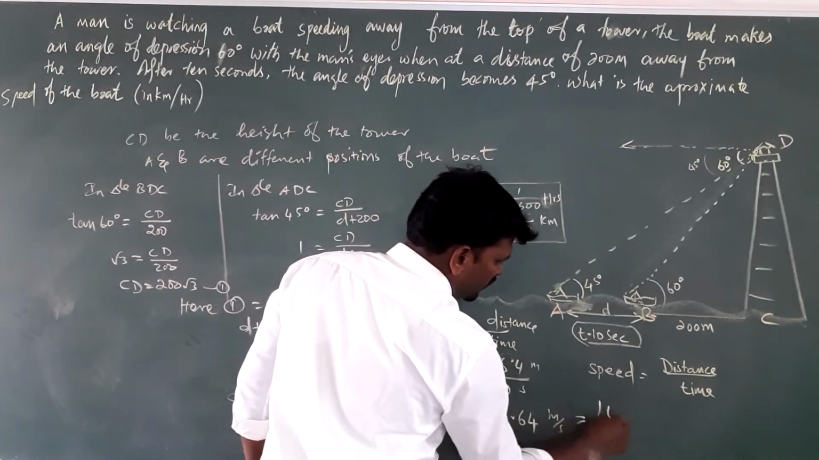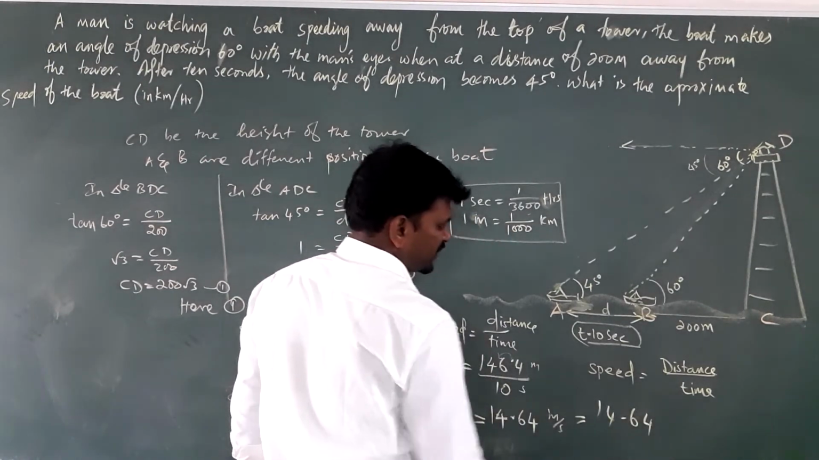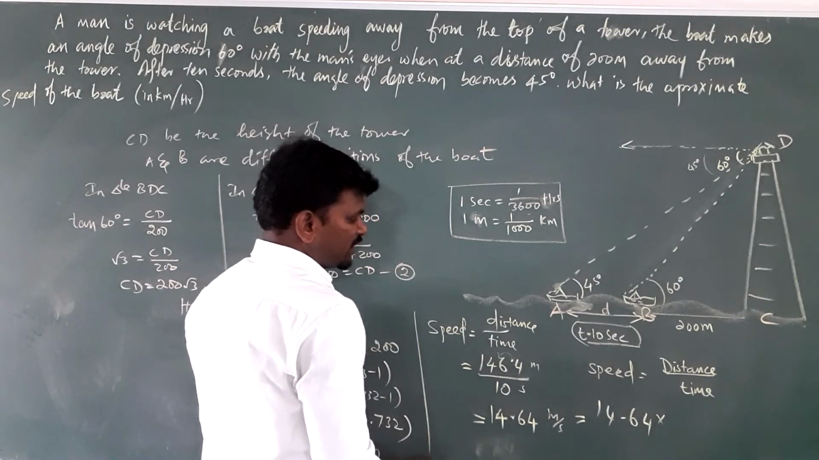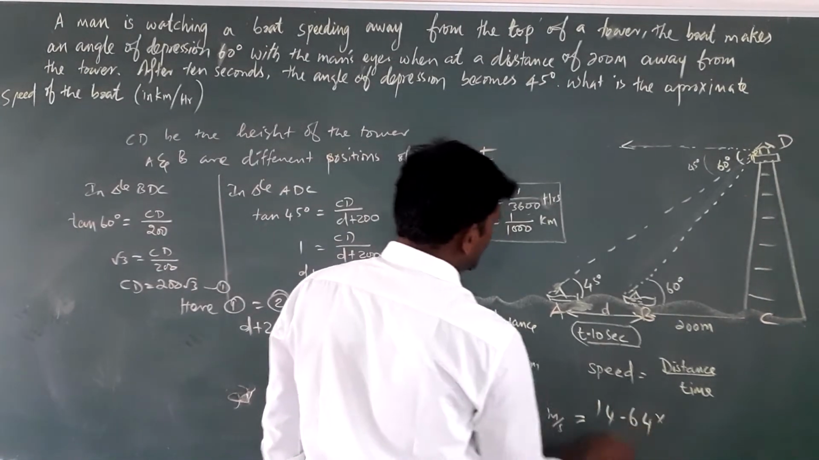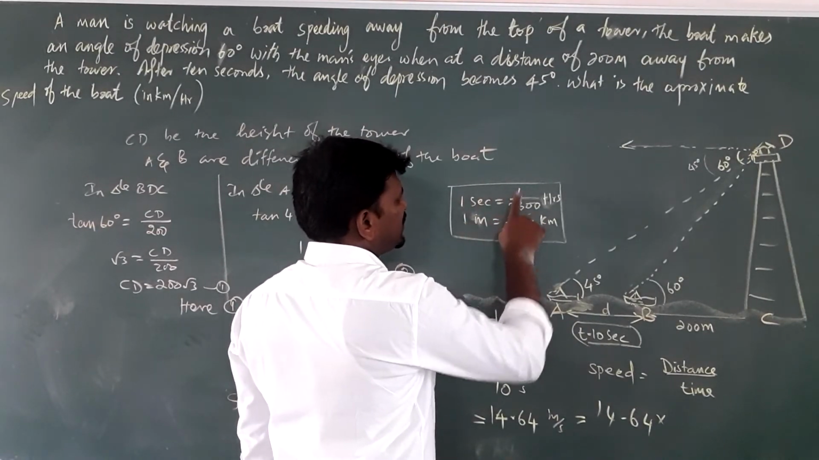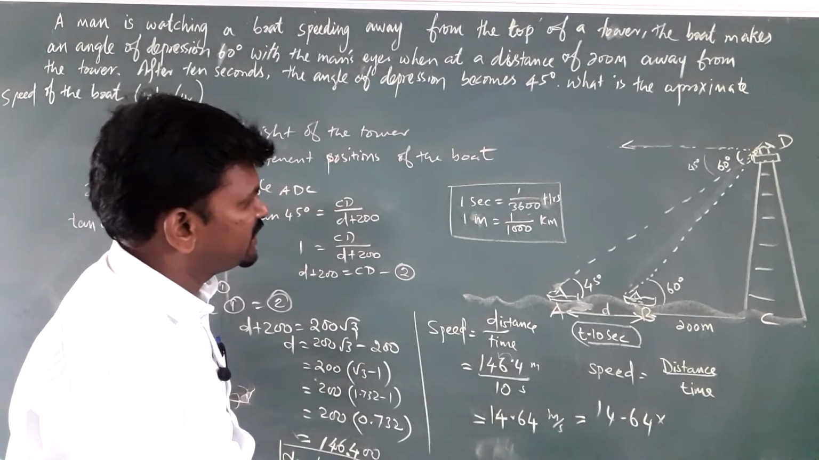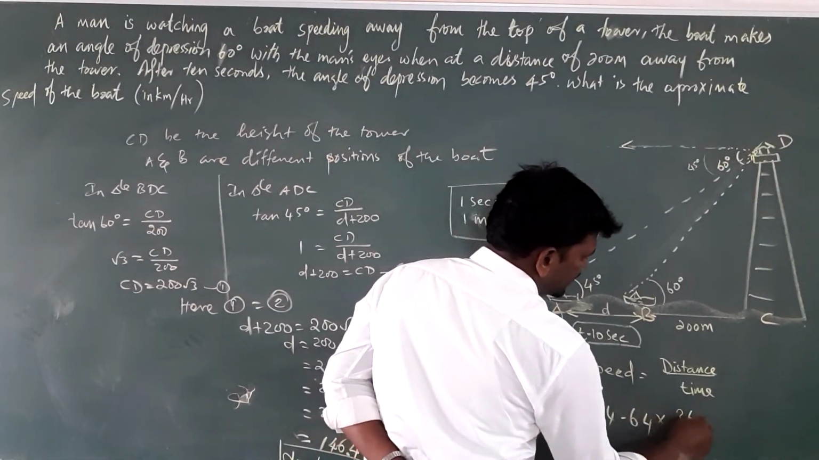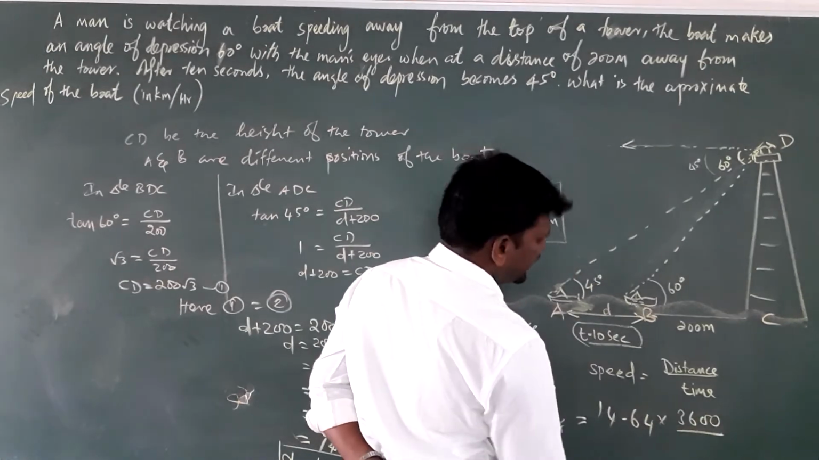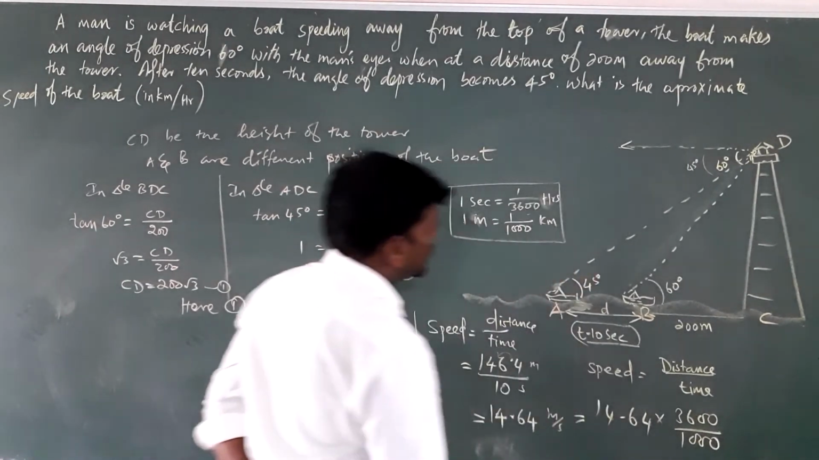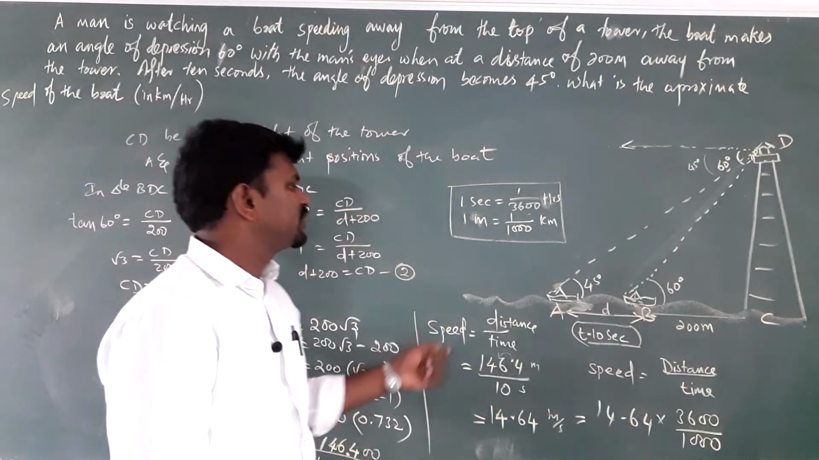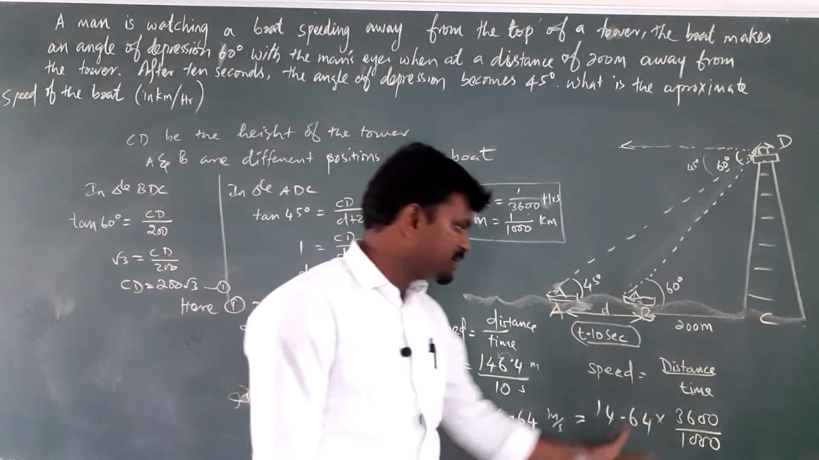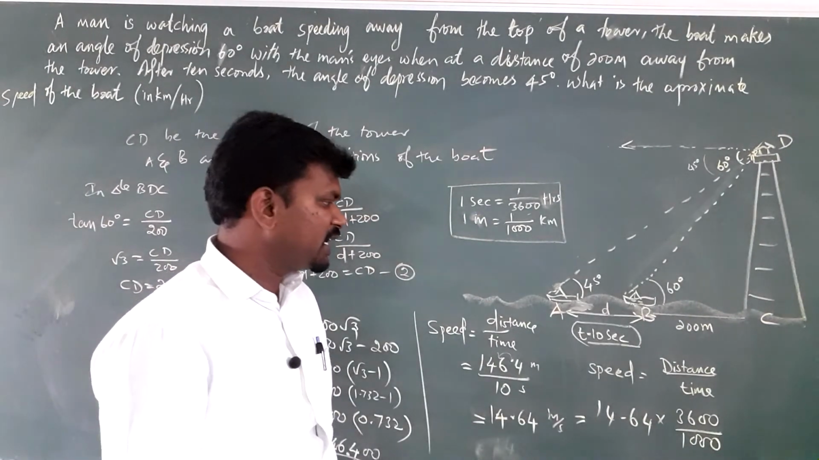1464 into 1 second is equal to 3600 seconds. So what we are going to do, just we will multiply by 3600 divide by 1000. So meter per second we have converted into kilometer per hour.